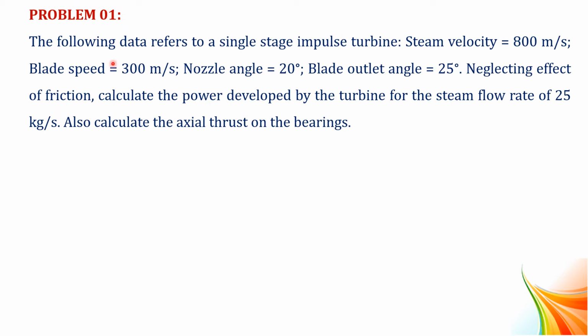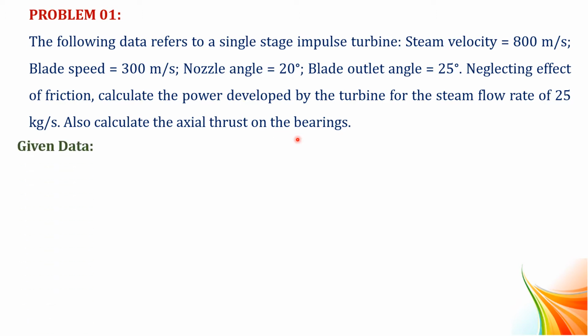Problem 1. The following data refers to a single stage impulse turbine: steam velocity 800 meters per second, blade speed 300 meters per second, nozzle angle 20 degree, blade outlet angle 25 degree, neglecting the effect of friction. Calculate the power developed by the turbine for the steam flow rate of 25 kg per second. Also, calculate the axial thrust on the bearings.